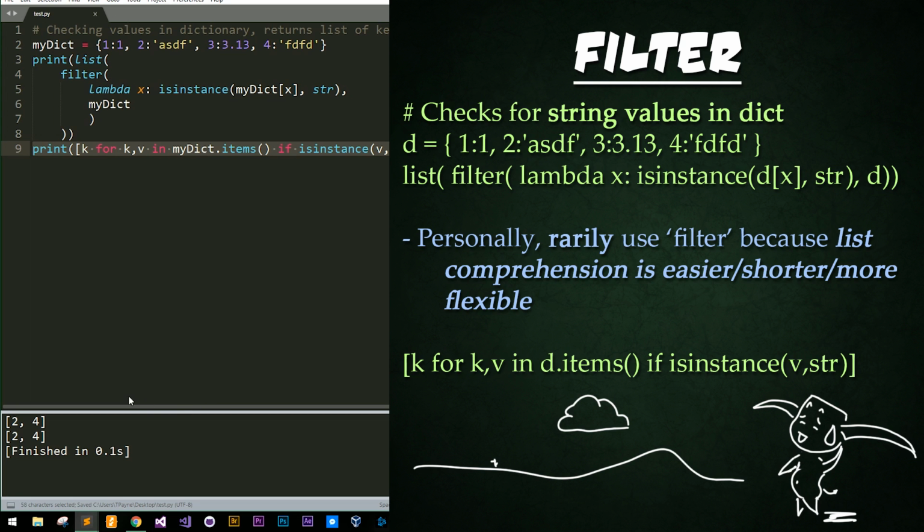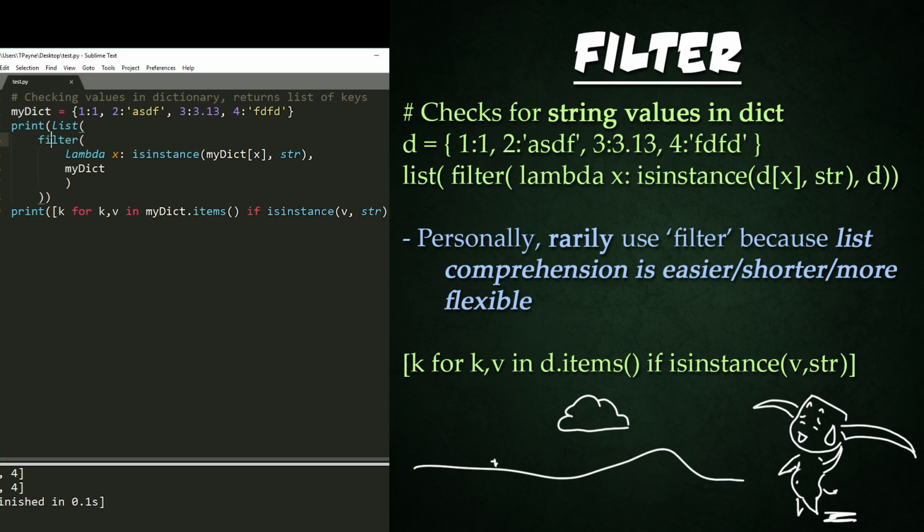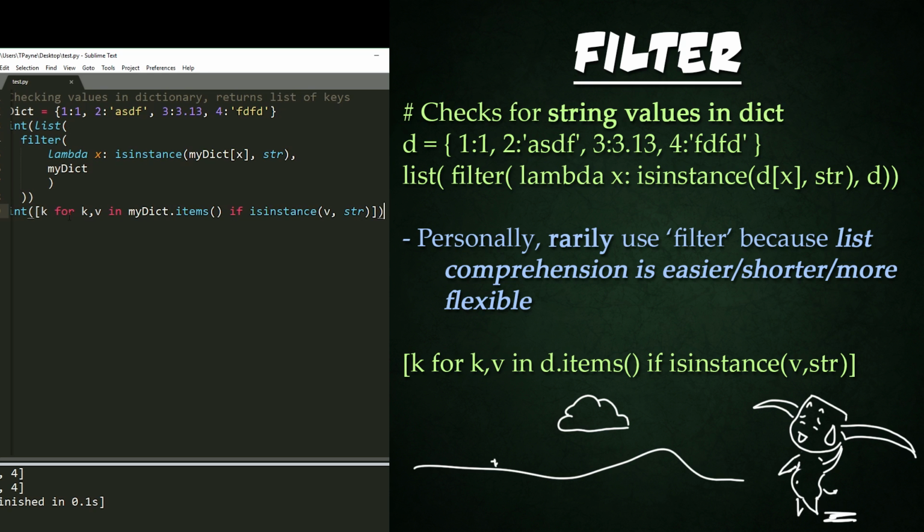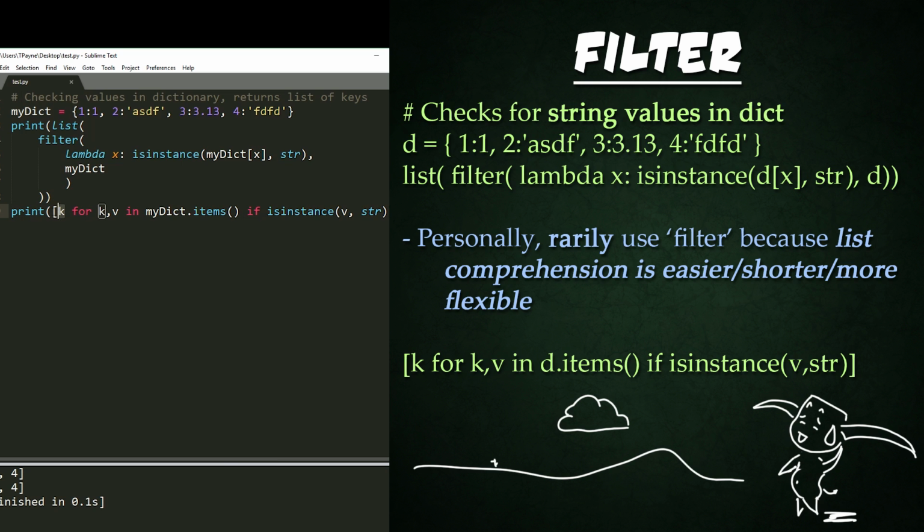I personally rarely ever use the filter function because list comprehension tends to make it a bit easier. So for instance, here I'm iterating through all of the items of the dictionary through the keys and values. I'm just grabbing the value and checking if the value is a string and then returning that key as part of a list. And it's actually a bit shorter than the filter function.